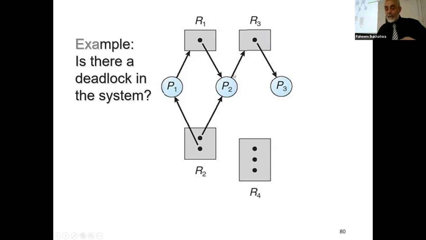Allocate it now to process 2. So this link will turn around and go towards 2, and process 2 now has everything it needs. It has resource 1 already, resource 2, and now we give it resource 3. That means it will finish, and it will release resource 3, resource 1 and resource 2. Who needs resource 1? Process 1 needs it. Let's give it to it. Now process 1 has everything it needs, and it will finish and release. So all the links are gone. There's no deadlock.